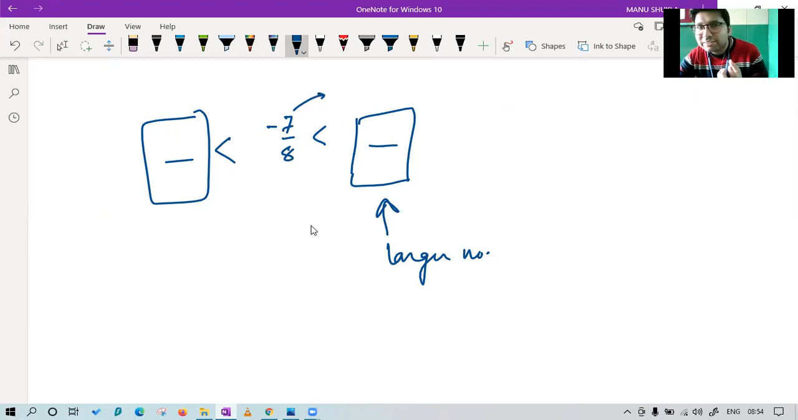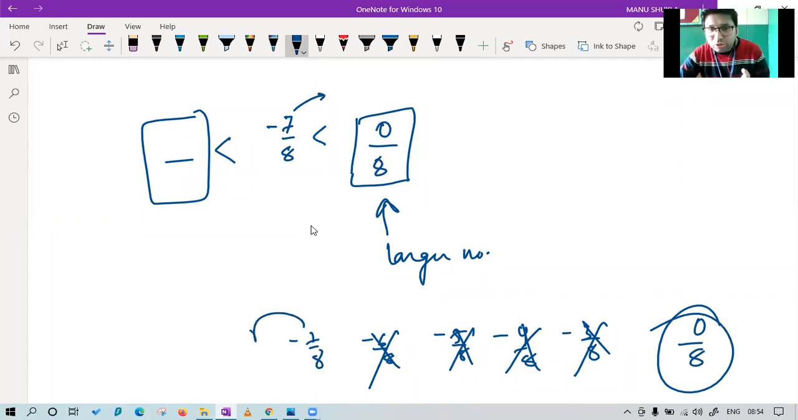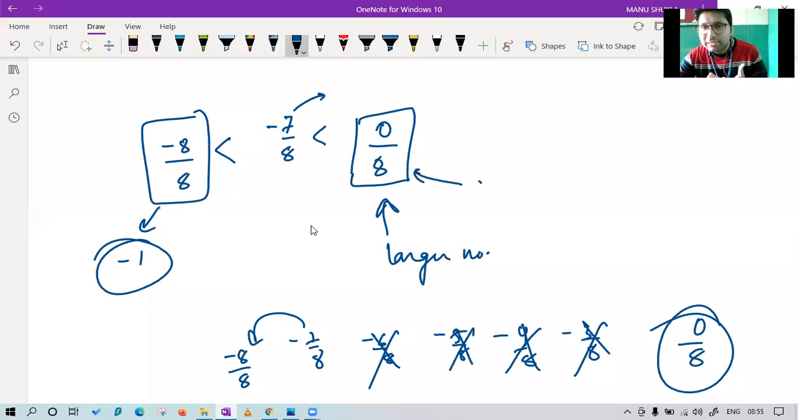If you increase -7, it becomes -6 upon 8, not an integer. It becomes -5 upon 8, not an integer. -4 upon 8, not an integer. -3 upon 8, not an integer. So what is the integer? The larger one is 0 upon 8. Very good. And similarly, we will decrease -7 upon 8. What will you get? You will get the next number as -8 upon 8, and that is luckily an integer. So we have got two integers where -8 upon 8 is like -1, and this is like 0. So we are done. The question is now very easy for us.